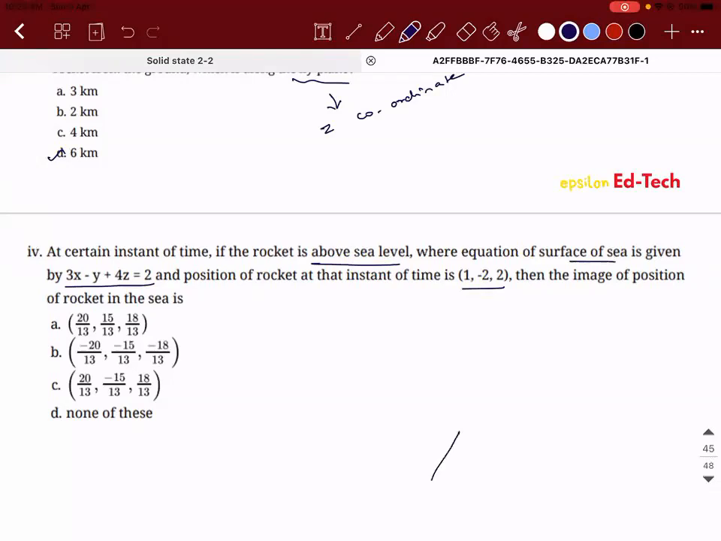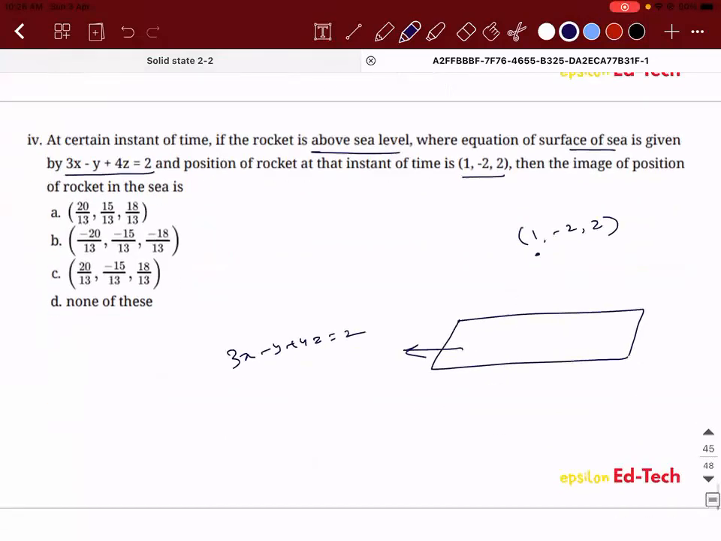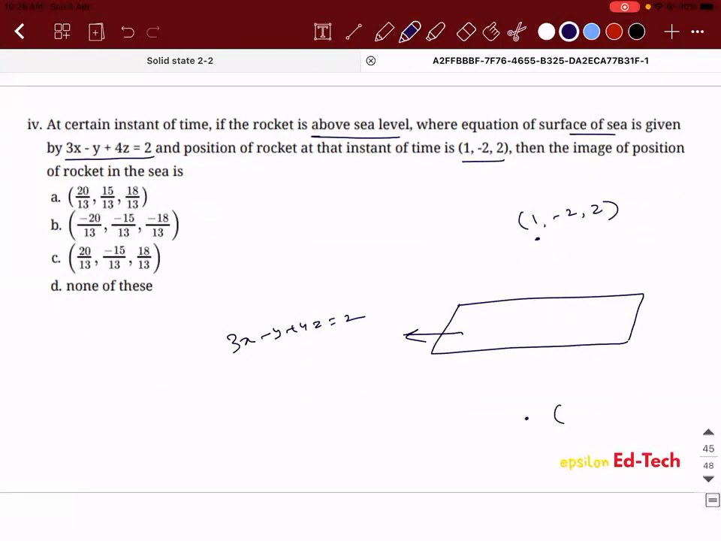So the sea is going to be the plane, right? The plane equation is given: 3x minus y plus 4z is equal to 2. And the position of the rocket at that instant, if I take it as (1, -2, 2), then the image of the position of the rocket with respect to the sea, if I take it as (x1, y1, z1), is what we need to find.